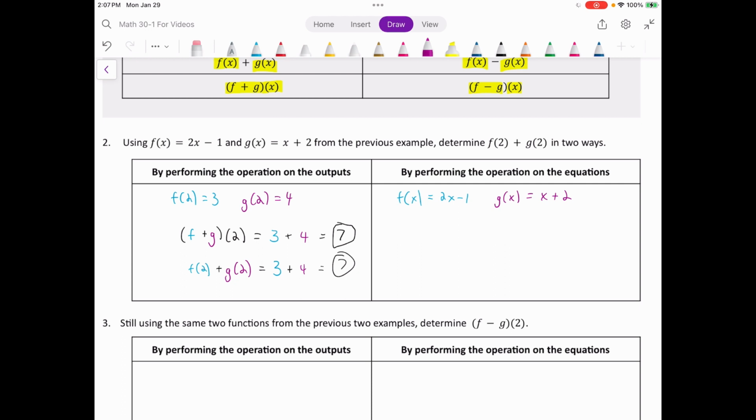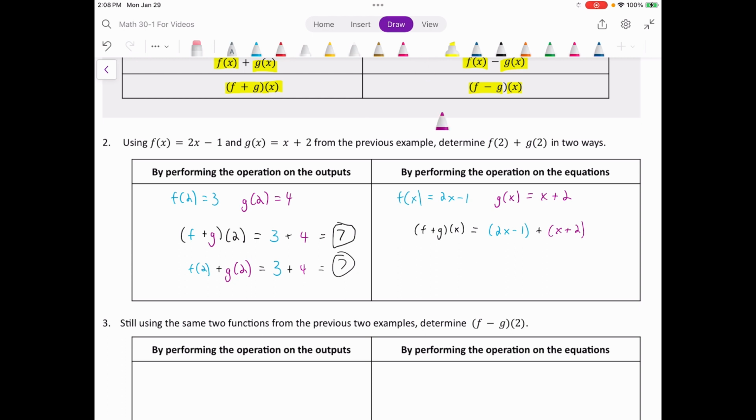All right, so what would f plus g of x be then? Well, f plus g of x would just equal f of x is 2x minus 1. So I'm just going to put that in. 2x minus 1. And g of x is x plus 2. I like to use brackets here just to make sure I don't miss any negatives or anything when I'm simplifying, right?